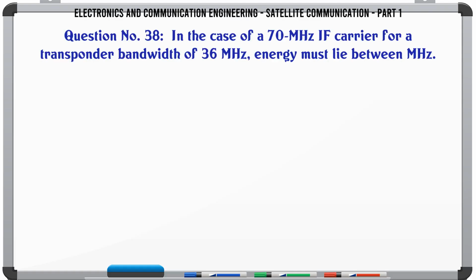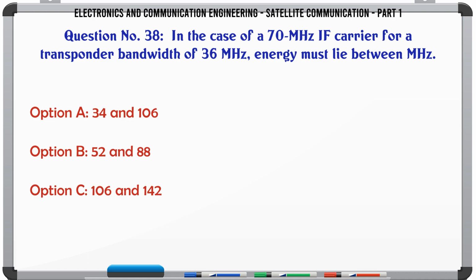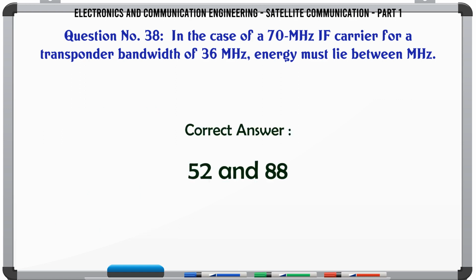In the case of a 70 MHz IF carrier for a transponder bandwidth of 36 MHz, energy must lie between, in MHz: A. 34 and 106. B. 52 and 88. C. 106 and 142. D. 34 and 142. The correct answer is 52 and 88.